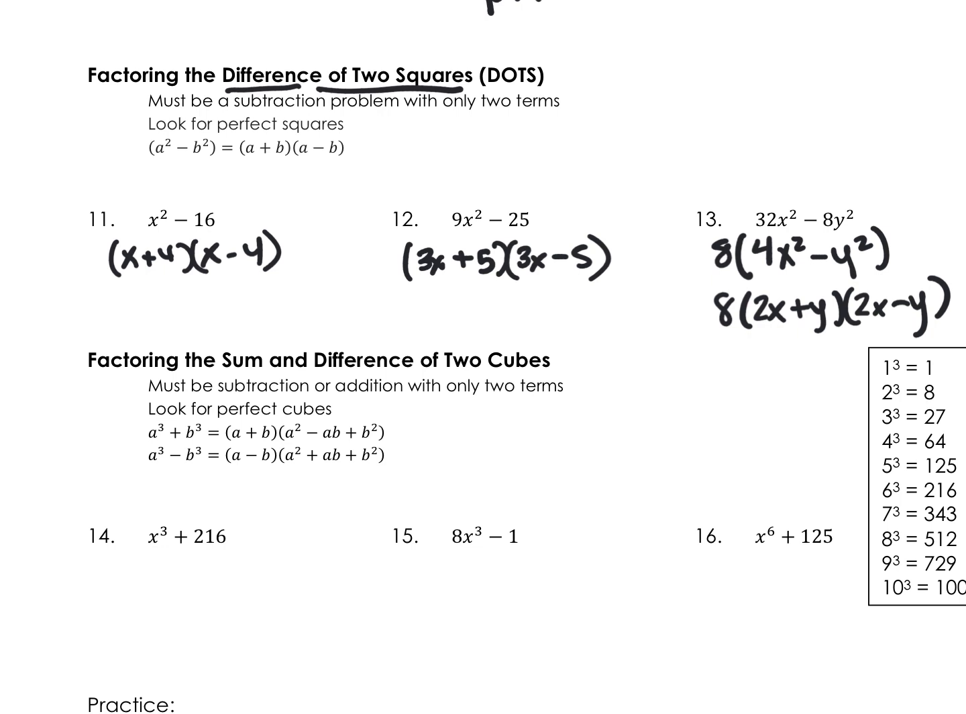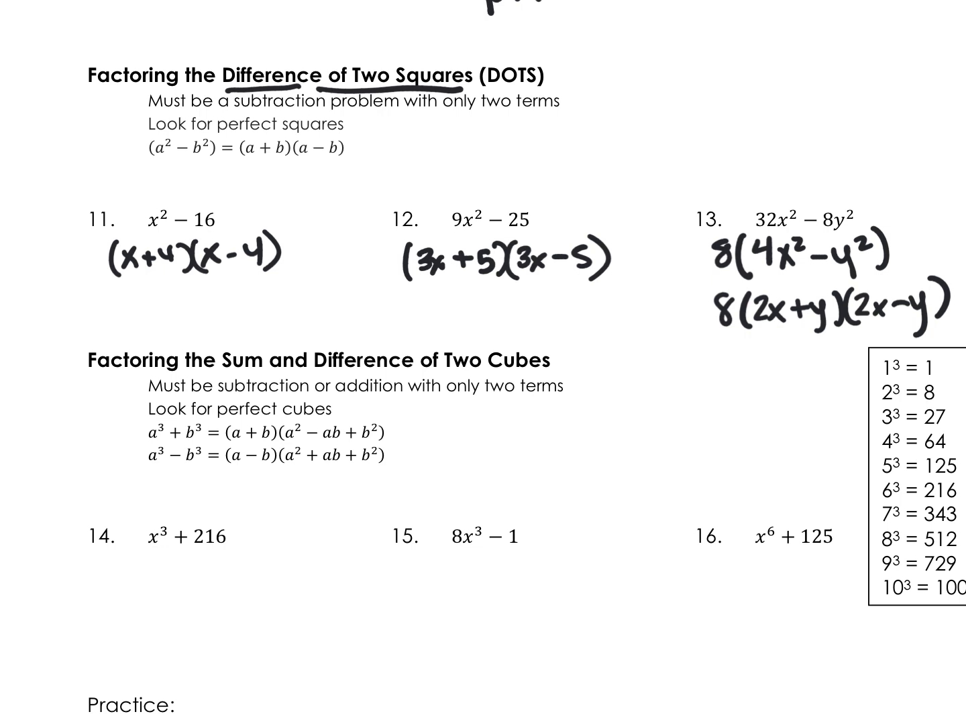So 8 is a perfect cube because 2 times 2 times 2 is 8. 2 cubed is 8. 27 is a perfect cube because 3 times 3 times 3 is 27. So these are your perfect cubes. So over here, is this a cube? See how it's x cubed? It's a perfect cube. How about 216? Is that on our list of perfect cubes?